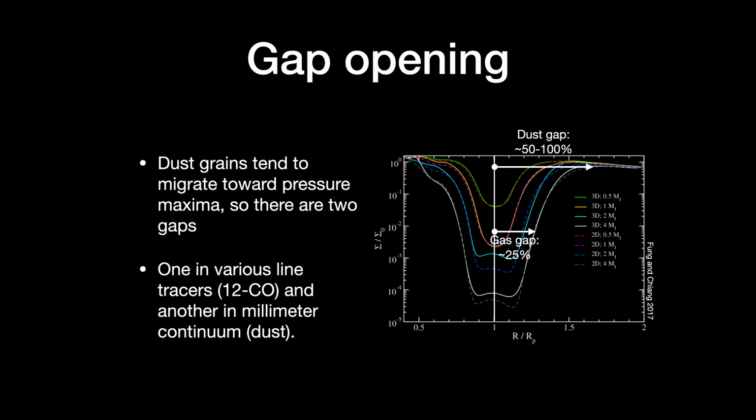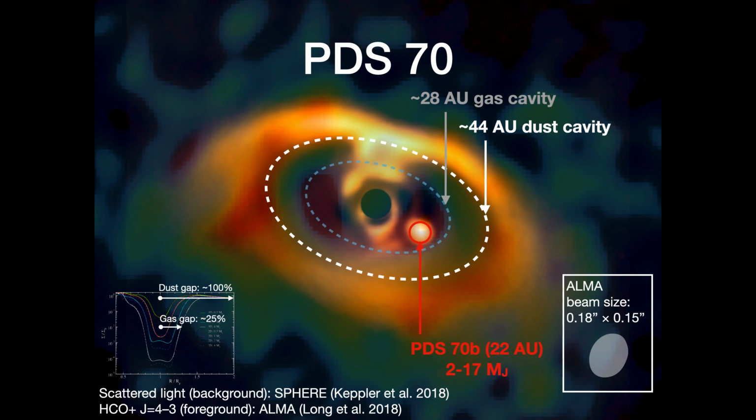So at these pressure maxima, dust-gas drag means that dust is going to collect there. So in continuum, you'd see a bright dust ring at that location. Whereas the gas gap is considerably narrower, maybe only about 25% of the planet's semi-major axis. So that's something that would be visible in a tracer like 12 or 13 CO. How would this apply to PDS-70?